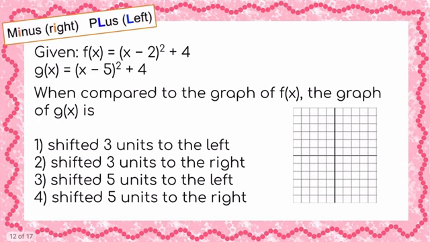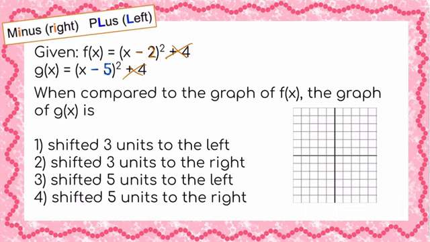Okay, let's do another one. If we're given f of x equals (x minus 2) squared plus 4, and g of x is (x minus 5) squared plus 4, when compared, what's the shift? First of all, the only thing that's changing are the numbers inside parentheses. I started at a minus 2, and I now have a minus 5, and I don't really care about that plus 4 because it didn't change. So if I went from a minus 2 to a minus 5, how did it shift?